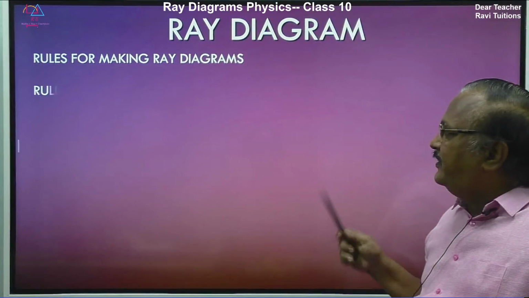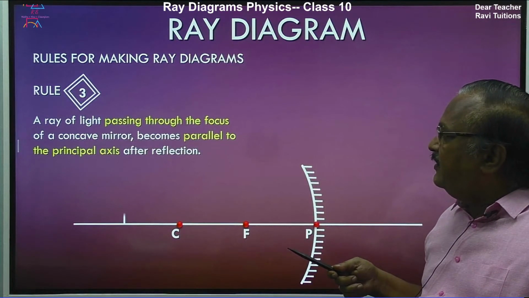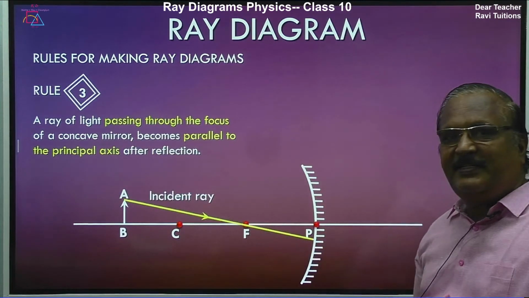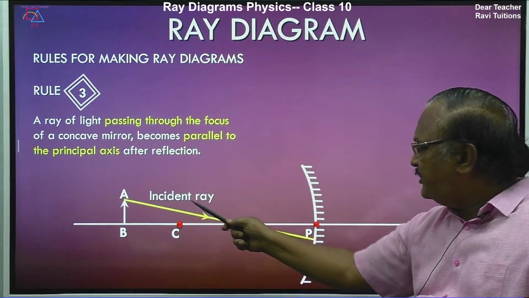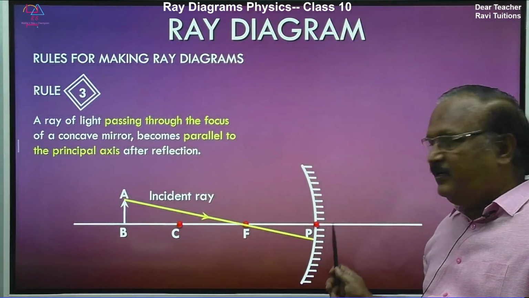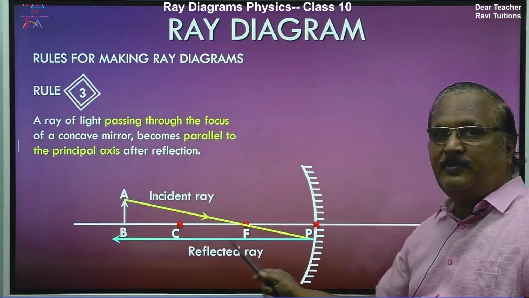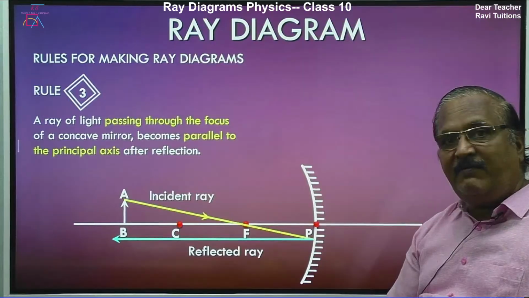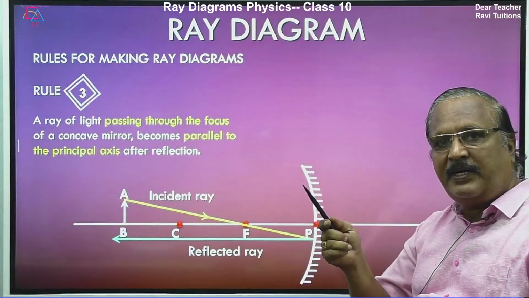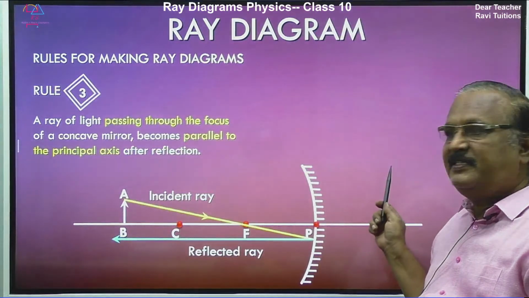Now the third point. Again you take the concave mirror setup, take the object and draw a line through the focus. A ray is passing through the focus and falling on the concave mirror. So again, how does it reflect? It reflects parallel to the principal axis. So now we have got three rays. One is the ray parallel to the principal axis, one is the ray passing through the center of curvature, one is the ray passing through the focus. So that is the third ray.